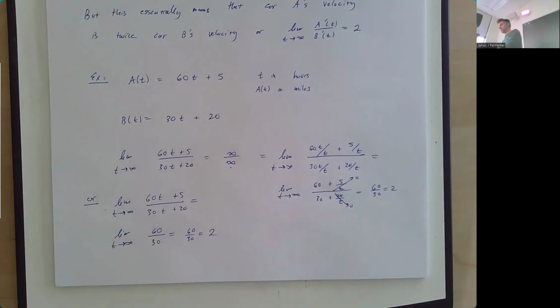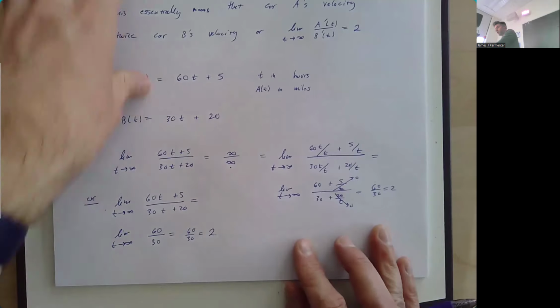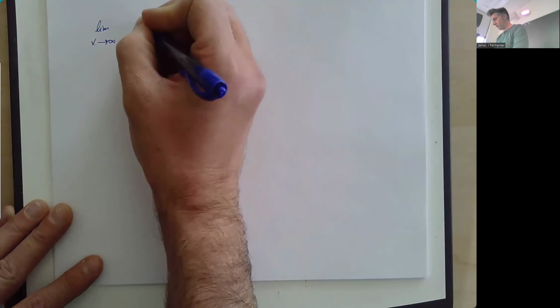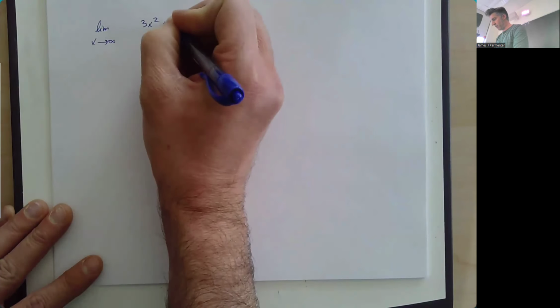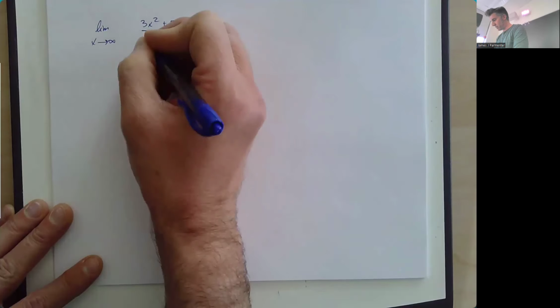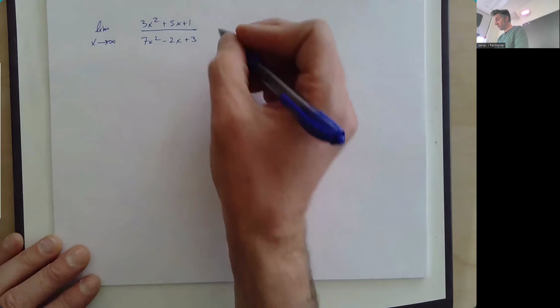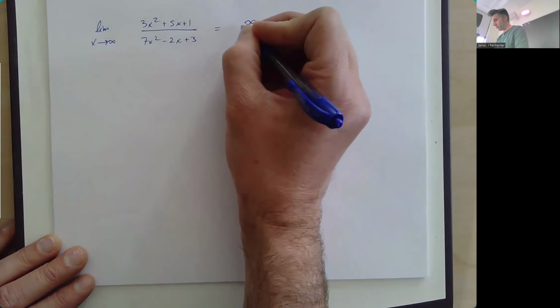Okay, let's look at some examples. And actually, let's look at two examples. So here are two examples that you already know the answers to. The limit as x goes to infinity of 3x squared plus 5x plus 1 over 7x squared minus 2x plus 3. And I will first point out, this is an infinity over infinity type.